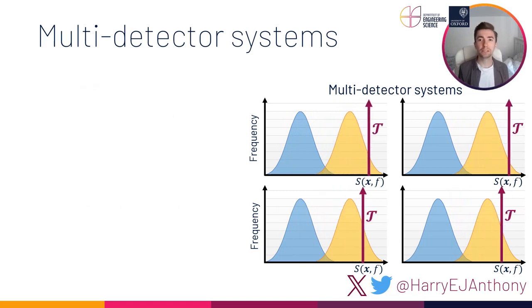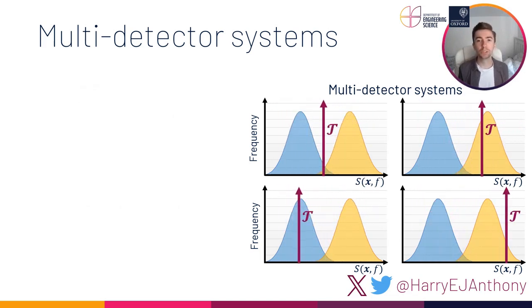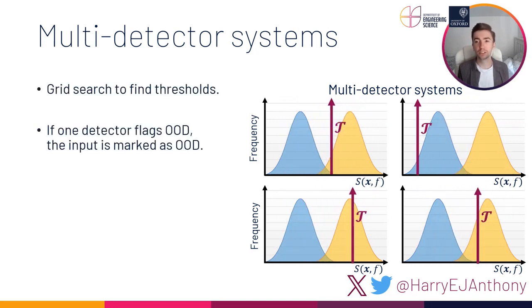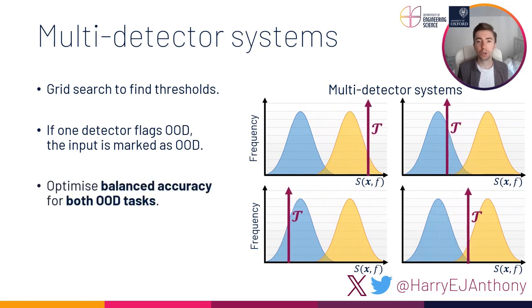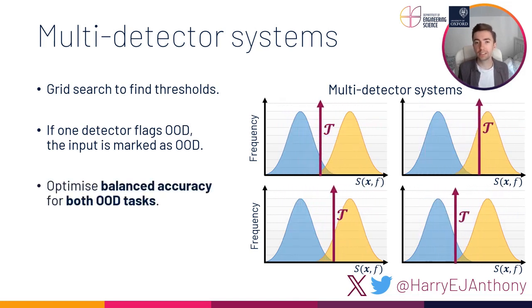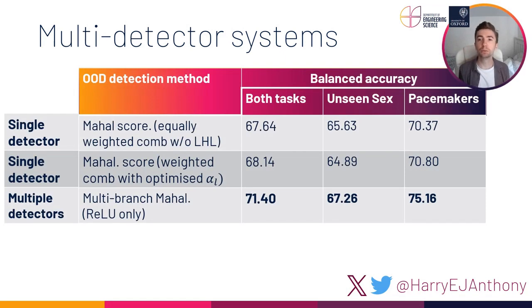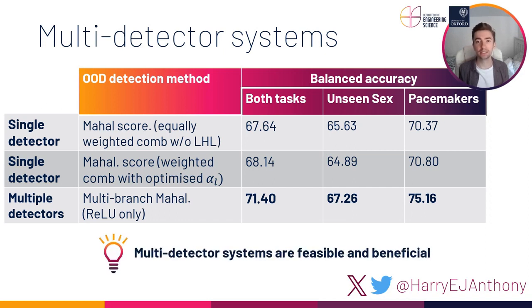To study the feasibility of finding these thresholds, we apply a grid search on the 4 detectors of multi-branch Mahalanobis. We then configure these thresholds such that if one flags an input as out of distribution, it is then marked as such. These thresholds were optimized using a balanced accuracy metric over the whole dataset of both the unseen CheX and the unseen pacemaker task. We compare the results to the best performing single detector systems from our previous analyses on ResNet 18. We see that the theoretically attainable upper bound for multi-branch Mahalanobis outperforms both the optimized single layer and weighted combination techniques. This shows that our thresholds can be found to accommodate multiple out-of-distribution tasks, and so methods for configuring such multi-detector systems can be an avenue for future research.